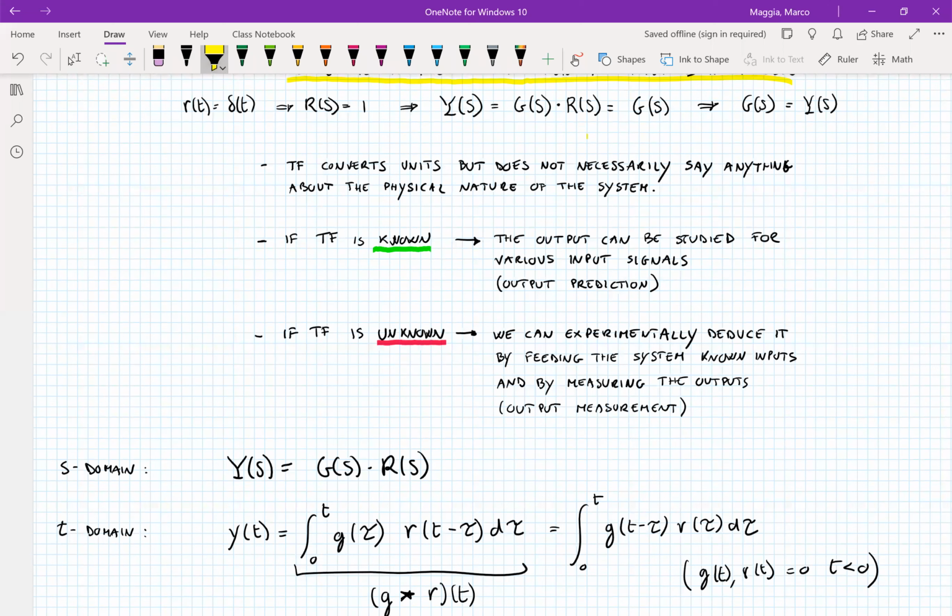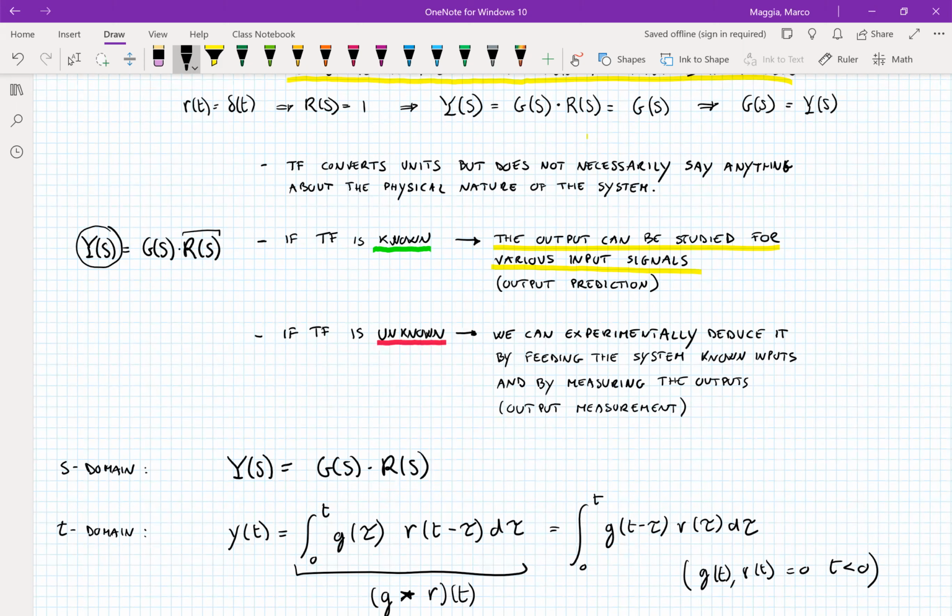Another thing that I want to mention is that if we know the transfer function, well, then we can study the output by feeding the process different inputs. In fact, if we know g of s, we can choose different r of s, which we know, and then we can find the nature of the output.